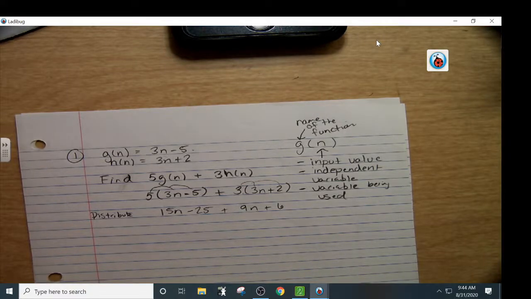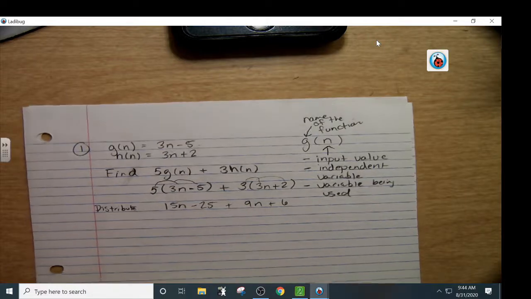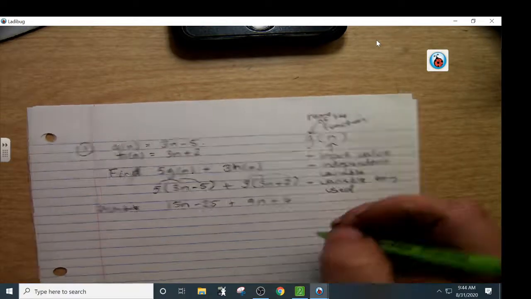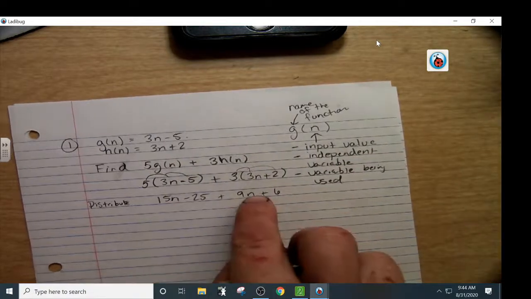Now, last but not least, all I've got to do is combine my like terms and clean it up some. So what that's going to look like is adding these two together.